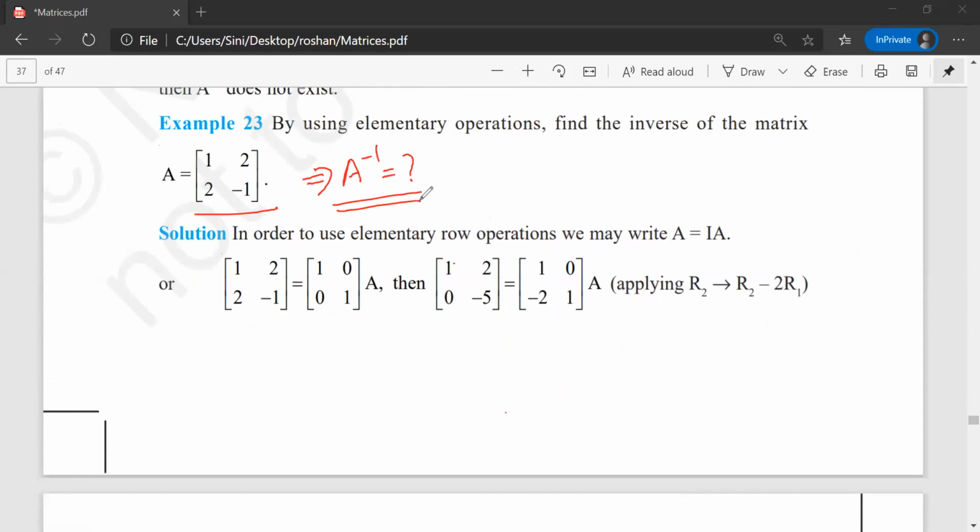But before this, I have to tell you one small thing. A into A inverse. Do not forget this. A into A inverse is equal to I. I stands for identity matrix. For a 2 by 2 matrix, what is my identity matrix? On the diagonal I should put 1. Other places I should put 0. So in identity matrix, diagonal element is what? 1.